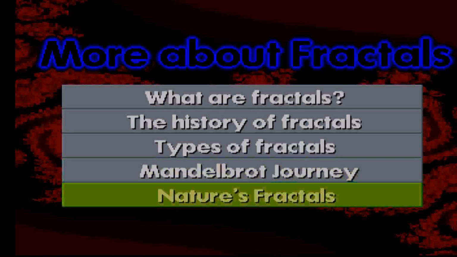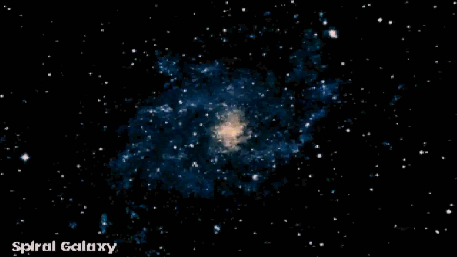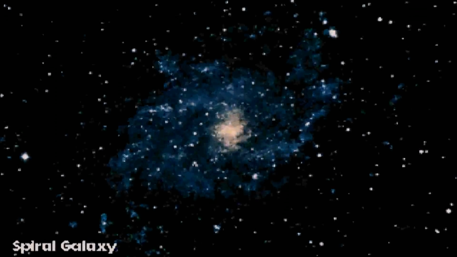There is fractal structure in almost everything in nature, from the largest spiral galaxies to the smallest snowflake. Here are a few pictures that show some of nature's fractal beauty.